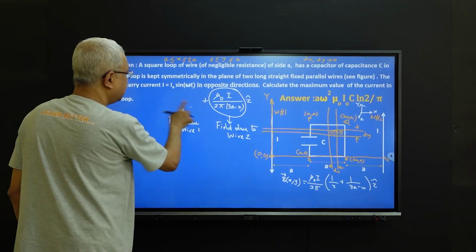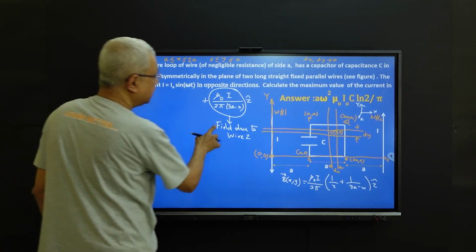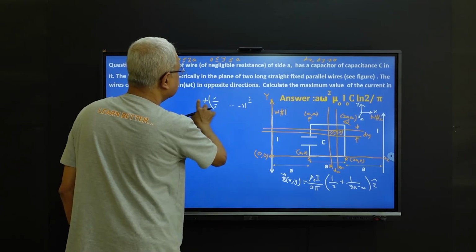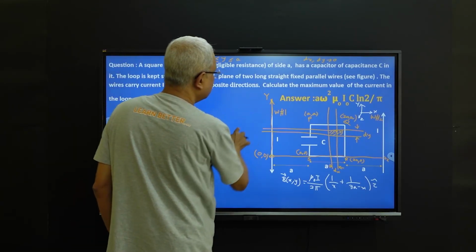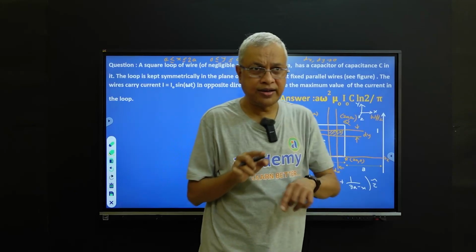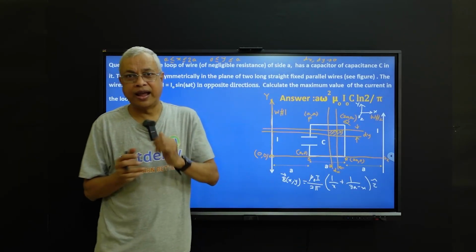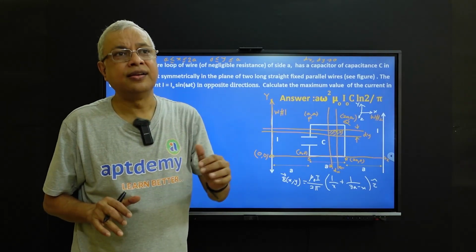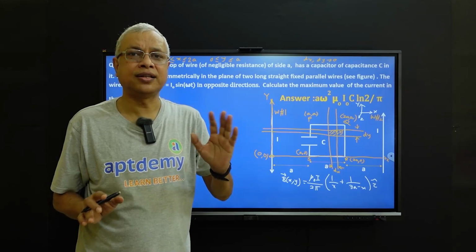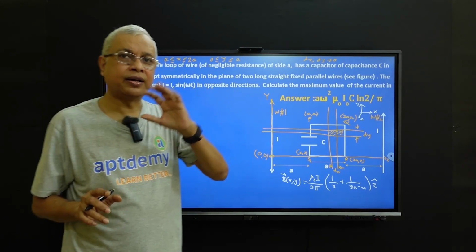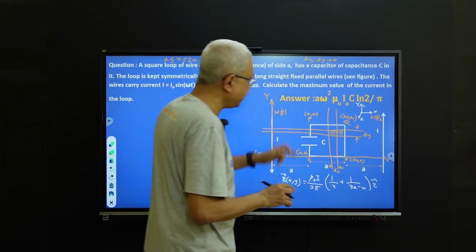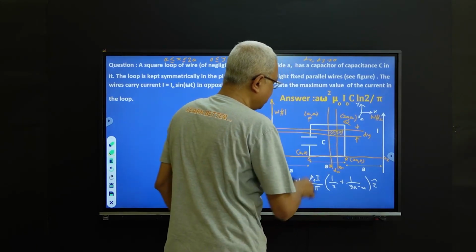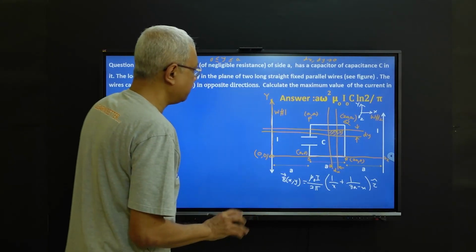Now the next task is to find the flux linkage through the square loop PQRS. For that, if we know that through an area there is a uniform magnetic field, and if the magnetic field is perpendicular to the area, then we can easily calculate the flux as area multiplied by the magnitude of the magnetic field. But here you see at different points inside the square loop, magnetic fields are of different magnitude.